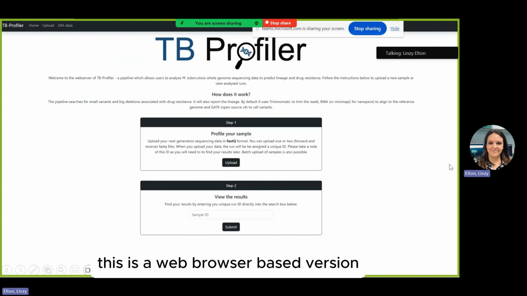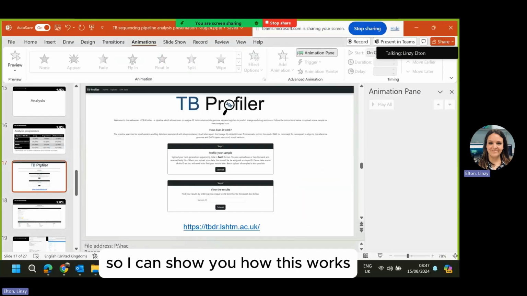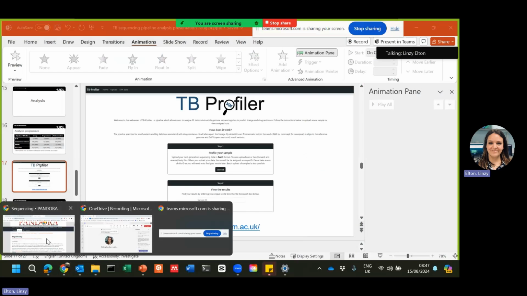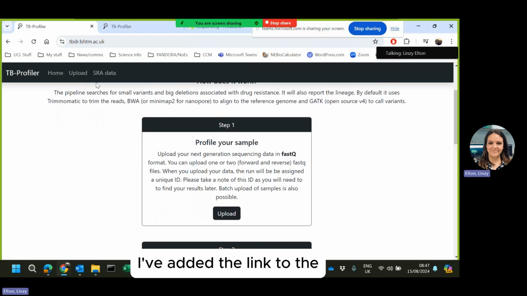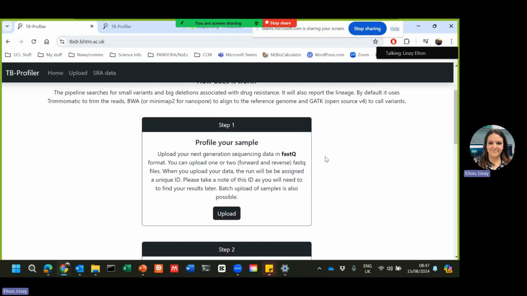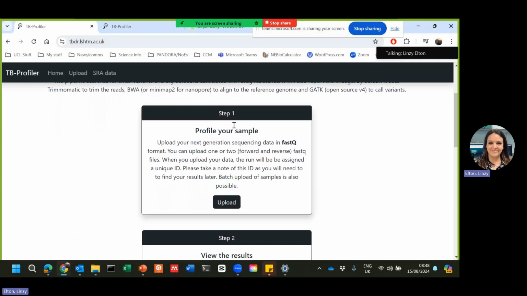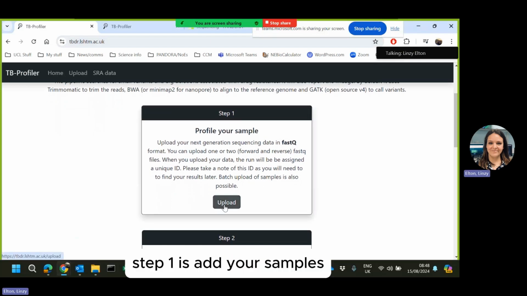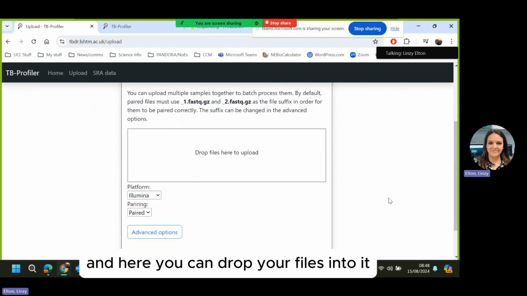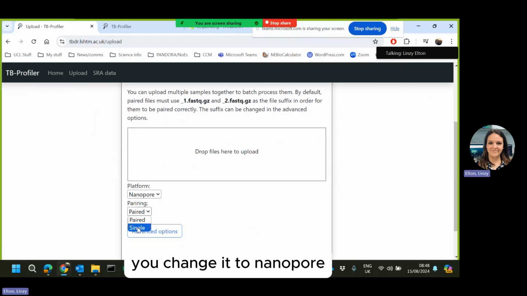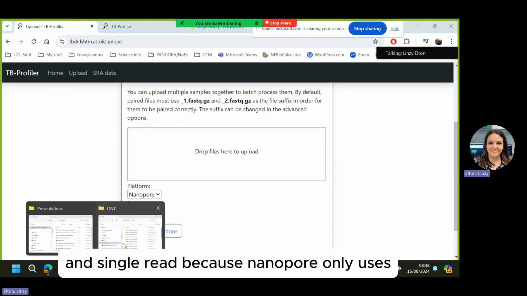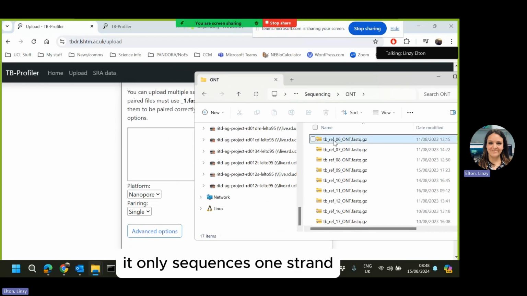So this is a web browser based version. There is a command line version, but there is this TB Profiler web version. So I can show you how this works. So this is the web page. I've added the link to the presentation, but I can also send it to you as well. Step 1 is add your sample. So you just press upload, and here you can drop your files into it, and you just have to make sure you change it to Nanopore and single read, because Nanopore only sequences one strand.